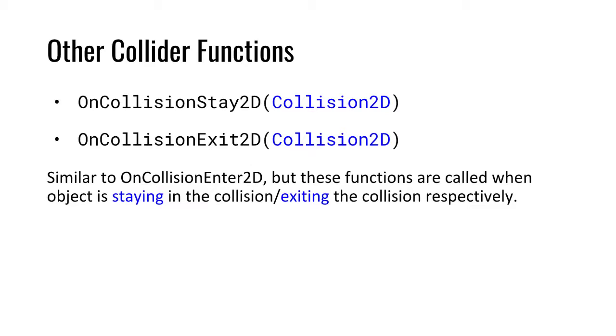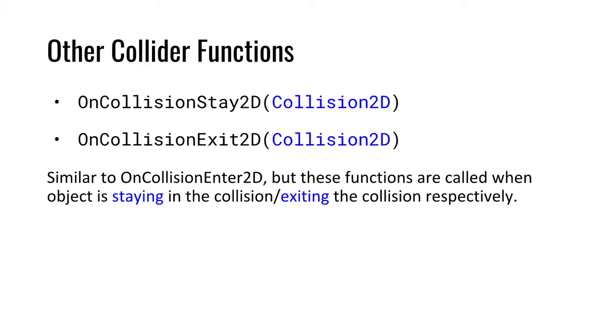Say you wanted something to happen as long as your object is in contact with something. Say you want different behavior based on whether you're in the air or on the ground. Then in this on collision stay, you would say, okay, I'm on the ground, and then on exit, okay, I'm no longer on the ground, do some different behavior. Does anyone have any questions about how that works?